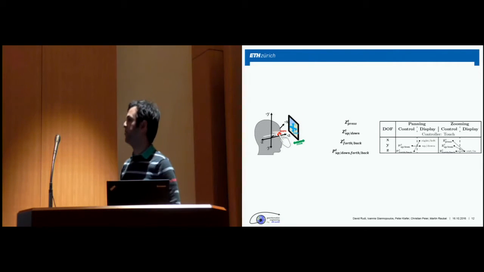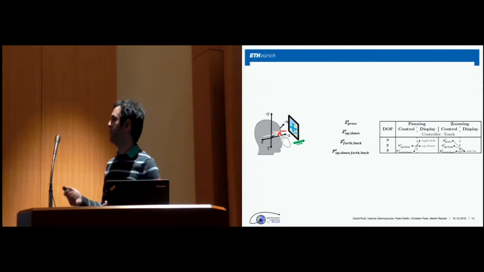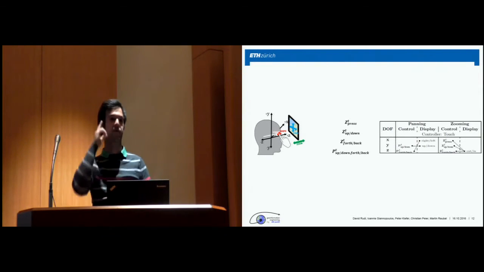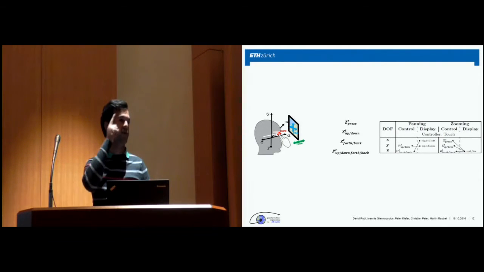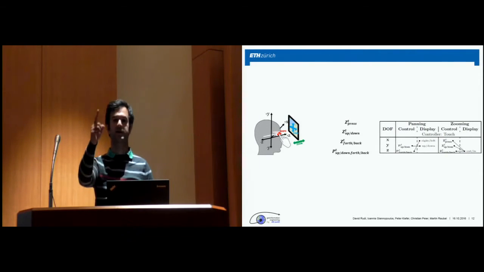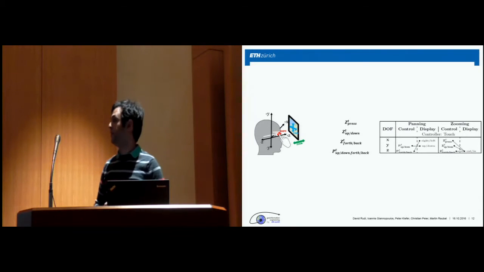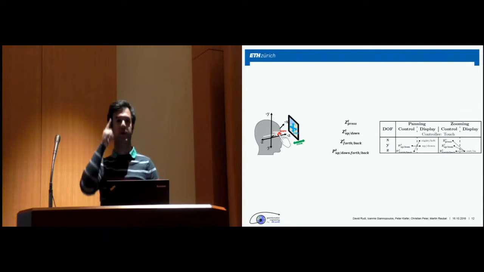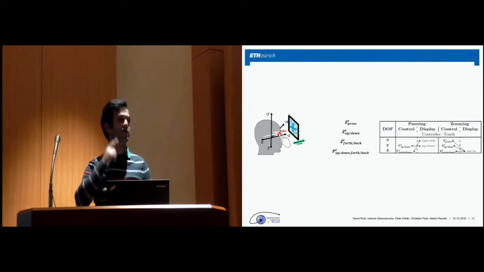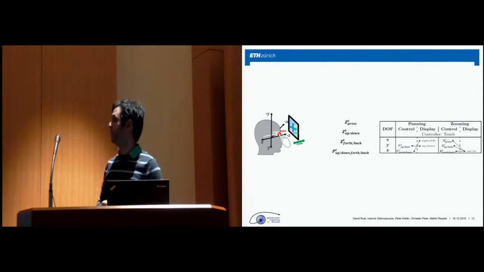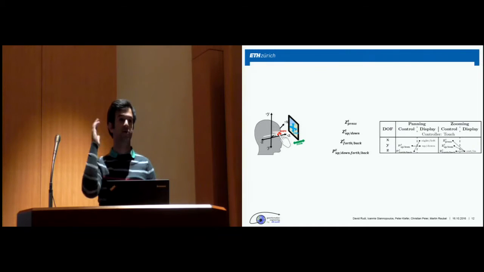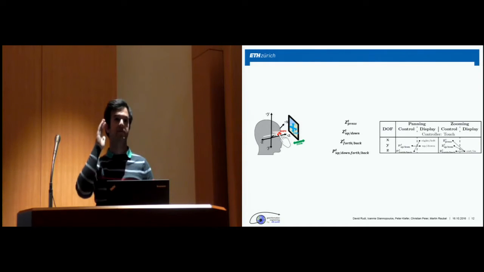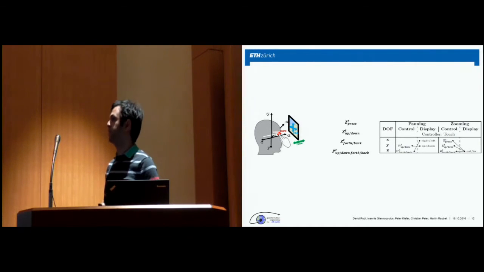So looking at the mappings, we see that for zooming, the forth and back motion is of course congruent because we are moving our fingers along an artificial z-axis. Whereas for the panning, moving up and down moves the map up and down. That's congruent. However, moving forth and back just moves the map right and left. So we don't have a congruent mapping there.